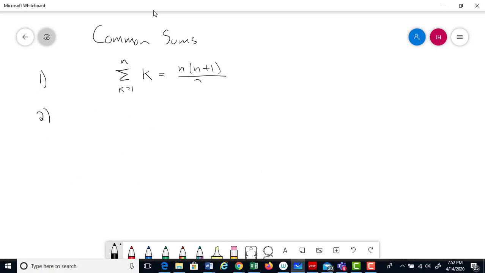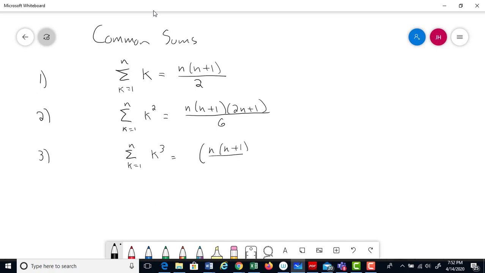Okay, number 2. The summation k equals 1 to n of k squared is equal to n times n plus 1 times 2n plus 1 all over 6. I'm not going to prove this one. It can be proved using that, but it's a little long. And then the last one is the summation from k equals 1 to n of k cubed, and this can be found using these as well. This is going to be n times n plus 1 all over 2, squared. So those are our common finite sums.